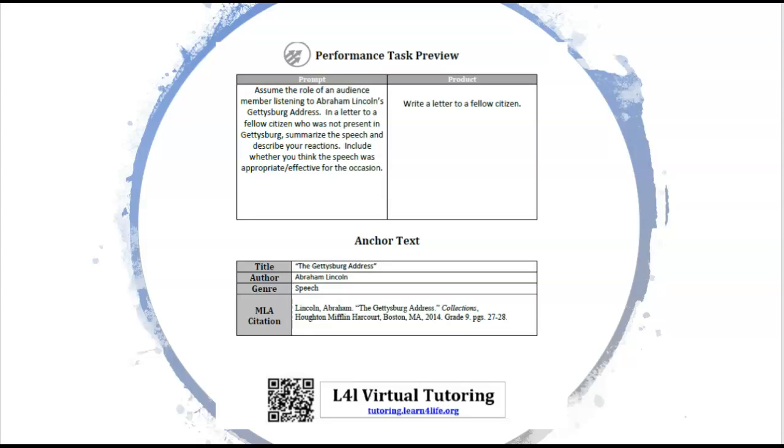There's also that QR code link for the virtual tutoring that you can use anytime. You can text or do chat boxes on the internet or call or email questions to that virtual tutoring. It's really simple and they're almost always available.